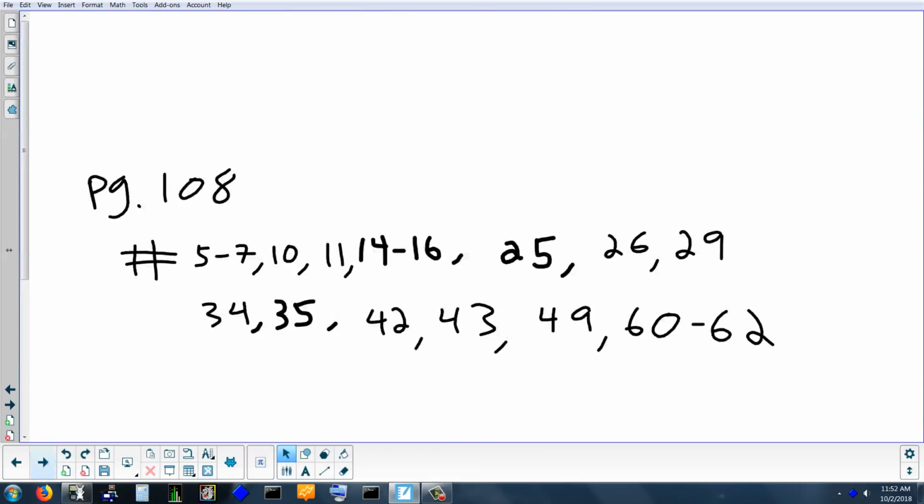All right. So homework tonight, just on one page, since we only did one section. And there's no real big chunk of problems, it just kind of skips around a little bit. So it's 5 through 7, 10, 11, 14 to 16, and then a bunch of single problems, 25, 26, 29, 34, 35, 42, 43, 49, and 60 to 62.